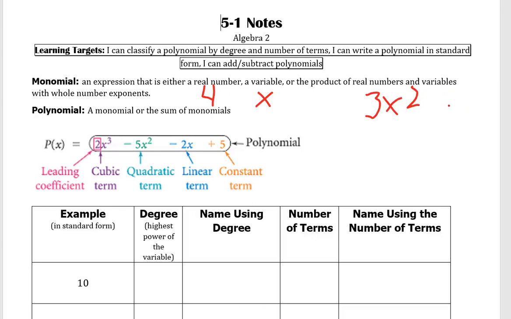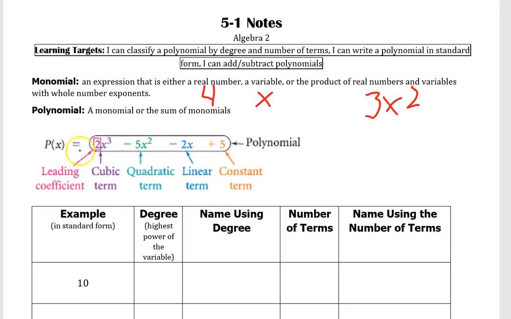All right, a polynomial is just a monomial or the sum of monomials. So you guys can see in my example here, it just says p of x to represent polynomial. You've got 2x cubed minus 5x squared minus 2x plus 5. This is a polynomial. Each one of these different colors here, this is a term. The 2x cubed, negative 5x squared, negative 2x, and 5. Each one is a term.